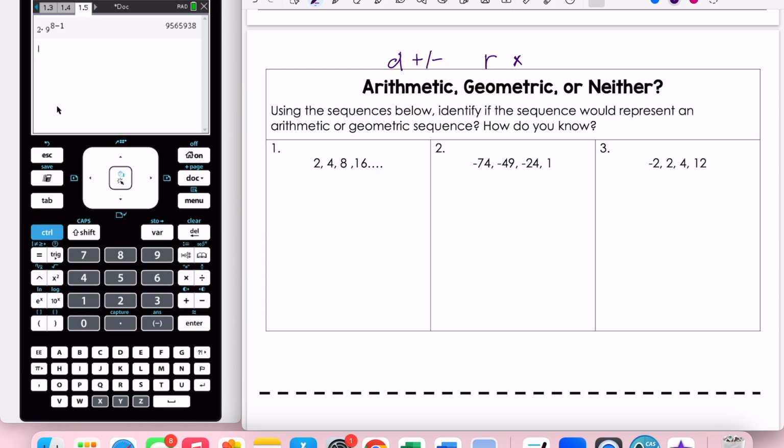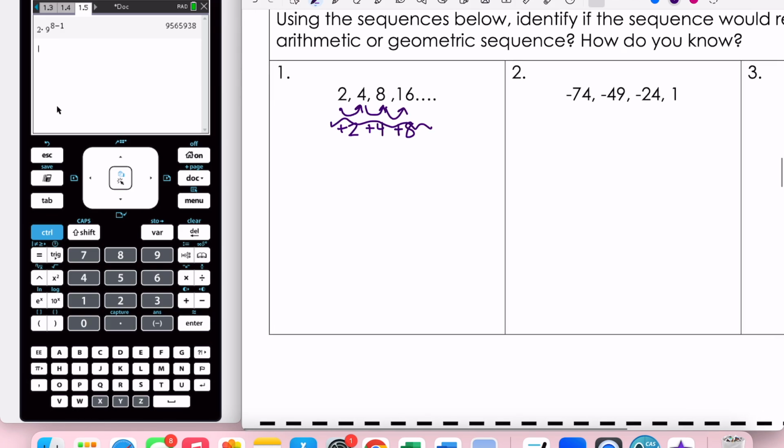So looking at number 1, to go from 2 to 4, I add 2. To get from 4 to 8, I add 4. And to get from 8 to 16, I add 8. So here I do not have a common difference. Maybe it is a geometric sequence. 2 times 2 equals 4. 4 times 2 equals 8. 8 times 2 equals 16. Because I have that common ratio here, this makes this a geometric sequence.